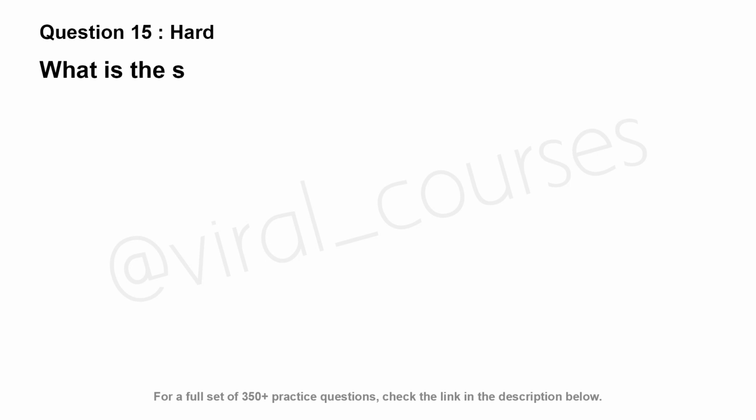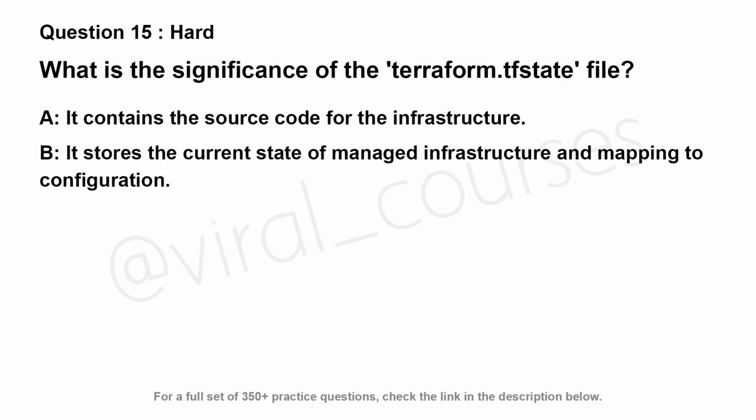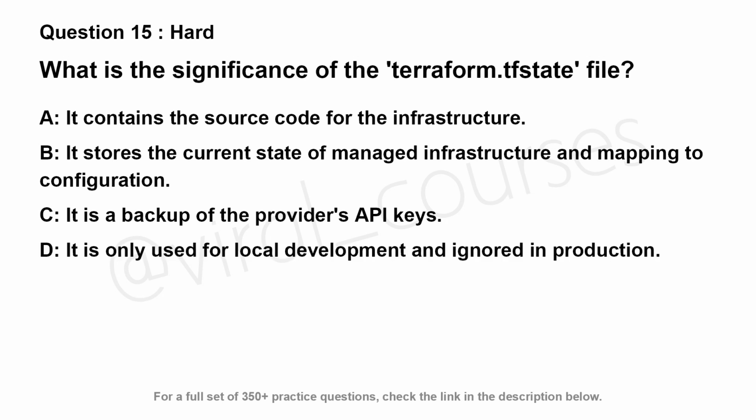What is the significance of the Terraform tfstate file? Option A. It contains the source code for the infrastructure. Option B. It stores the current state of managed infrastructure and mapping to configuration. Option C. It is a backup of the provider's API keys. Option D. It is only used for local development and ignored in production.